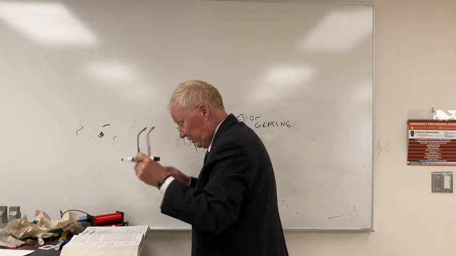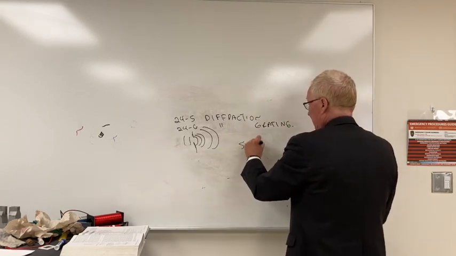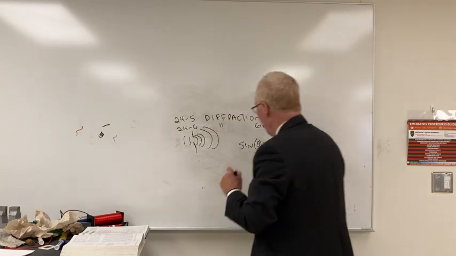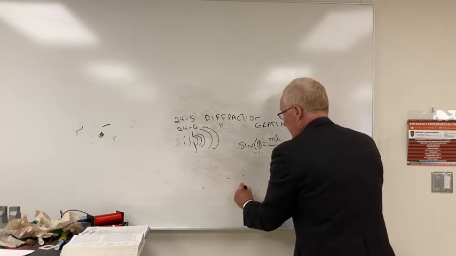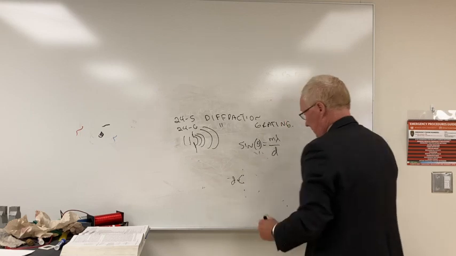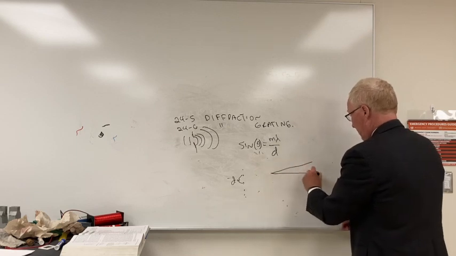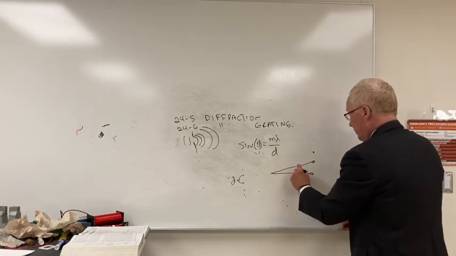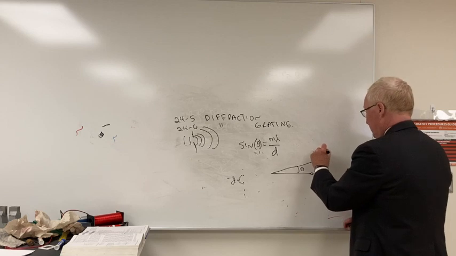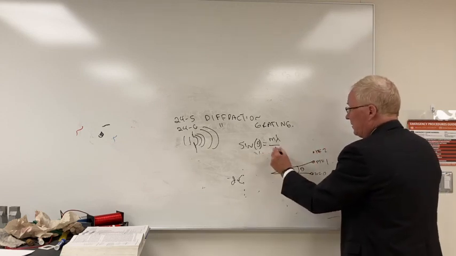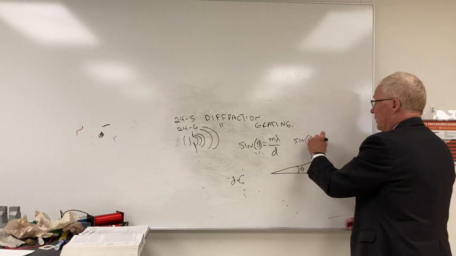And a diffraction grating is sine theta is m lambda over d, where d is the distance between each slit. So you have many slits together, and so you end up with dot, dot, dot. This would be sine theta, m equals 0, m equals 1, m equals 2. So d sine theta is m lambda. So for the first one, sine theta is lambda over d.